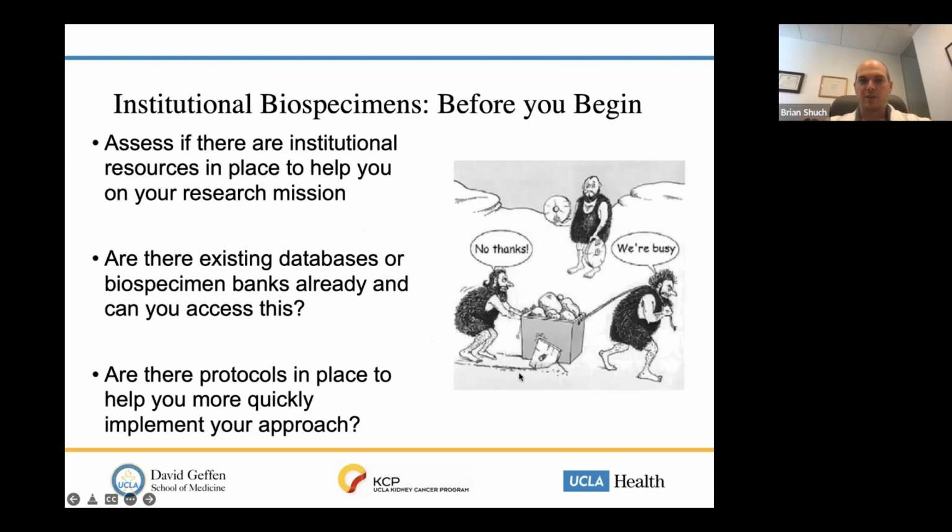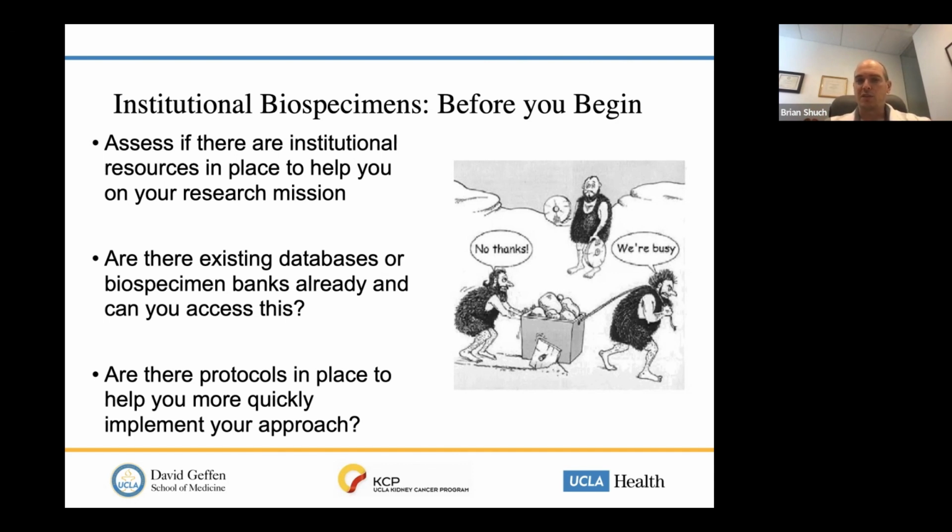If there are institutional resources in place to help you with your mission, that could be very useful. There are potentially existing databases or biobanks. When I came here, there was a nephrectomy database of 4,000 patients. Clearly, I could build my own, or I could just follow what they have for this clinical database. But there wasn't a database of resected specimens, so I had to build that.